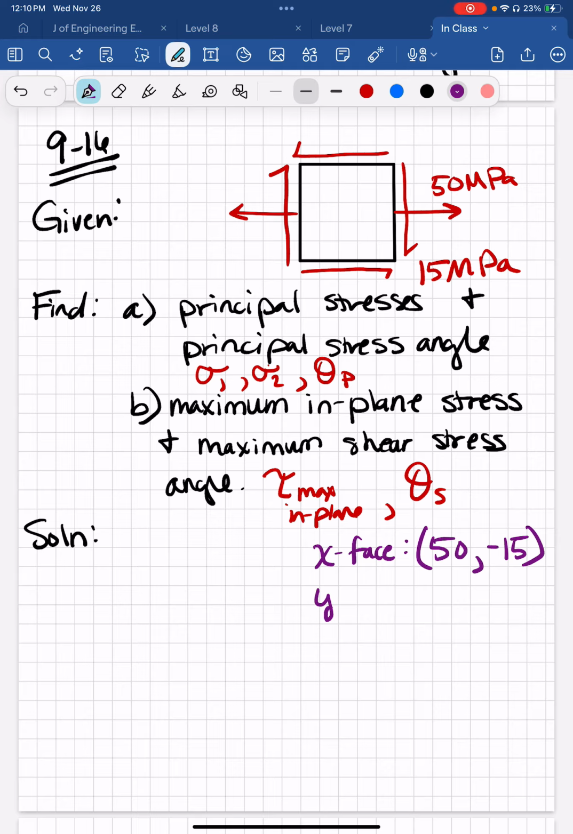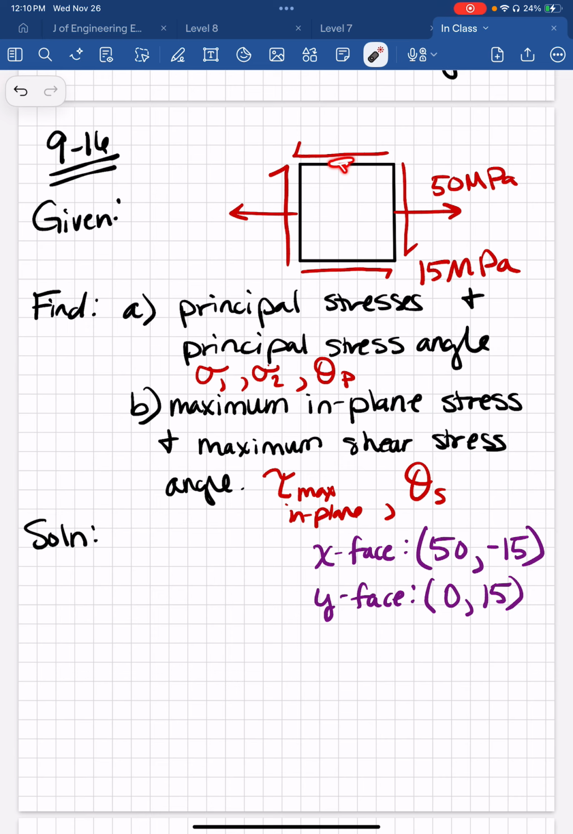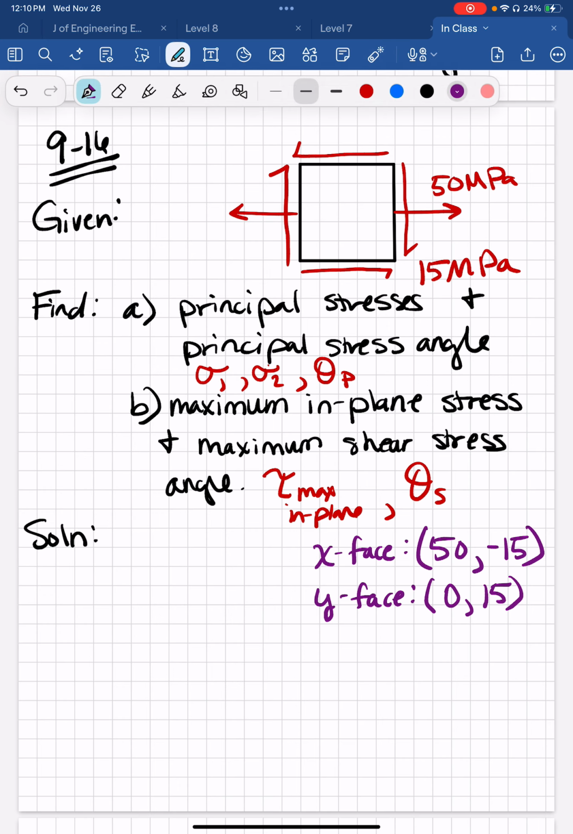And then the y face: the stress in the y direction is 0, and the shear stress is 15. With that one, we can just do the same. We look at this y face here. It's moving in the counterclockwise direction, which means it's in the positive direction, or what we call positive. So now we'll just draw our Mohr circle.